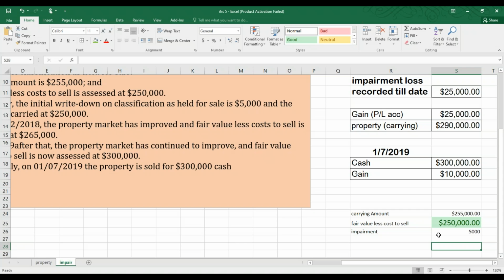Let's carry on. Accordingly, the initial write down on classification was $5,000, and the property was carried at $250,000. On 31st of December 2018, the property market improved and the fair value less cost to sell was reassessed at $265,000. Now I have reassessed the value of my property to $265,000. It has actually improved. My property market improved, and for whatever reason, I have got the fair value less cost to sell of my property at $265,000. So I am actually having 2,90,000 as the amount, and I'll show how this amount came.